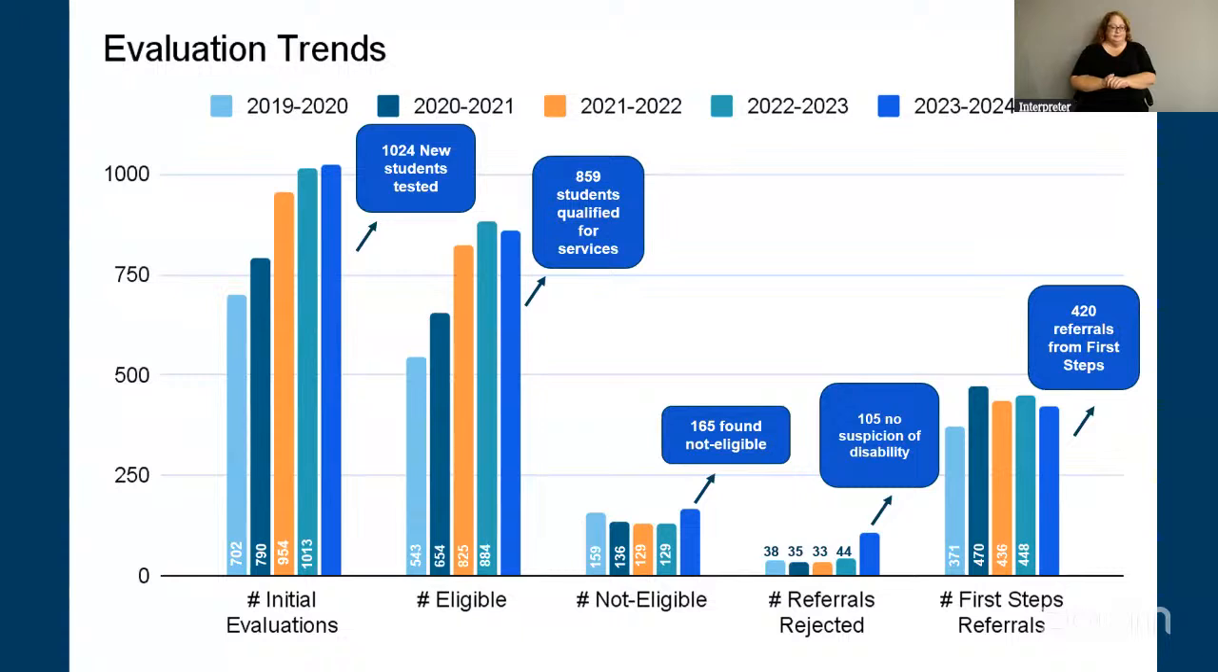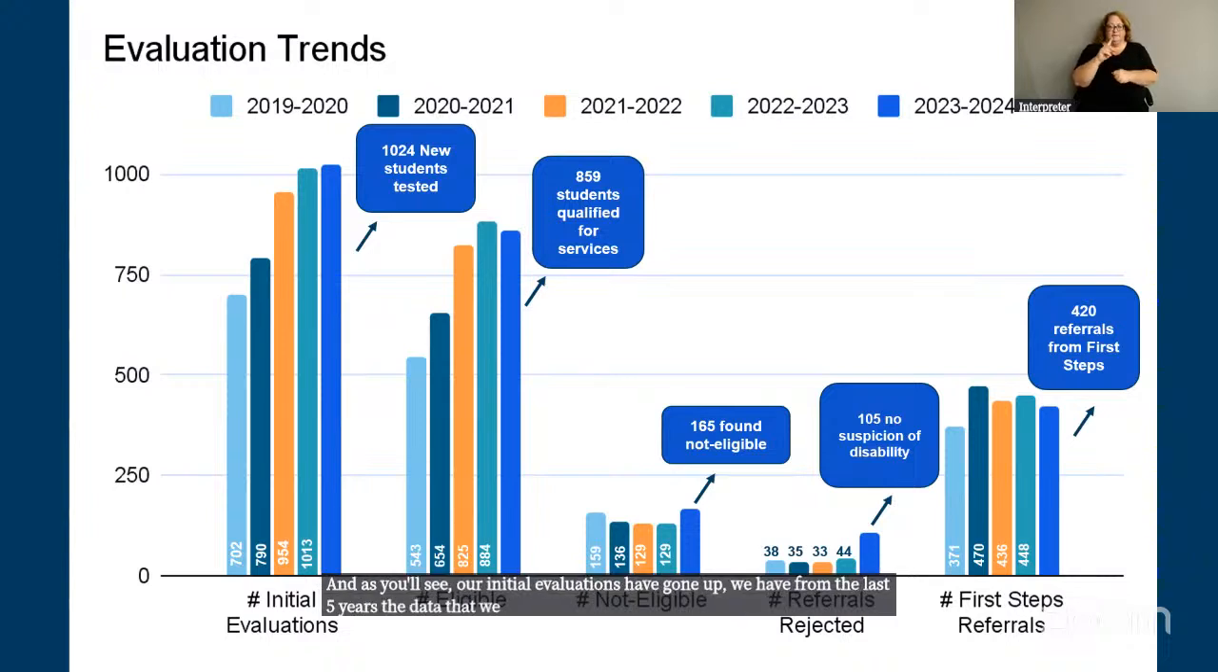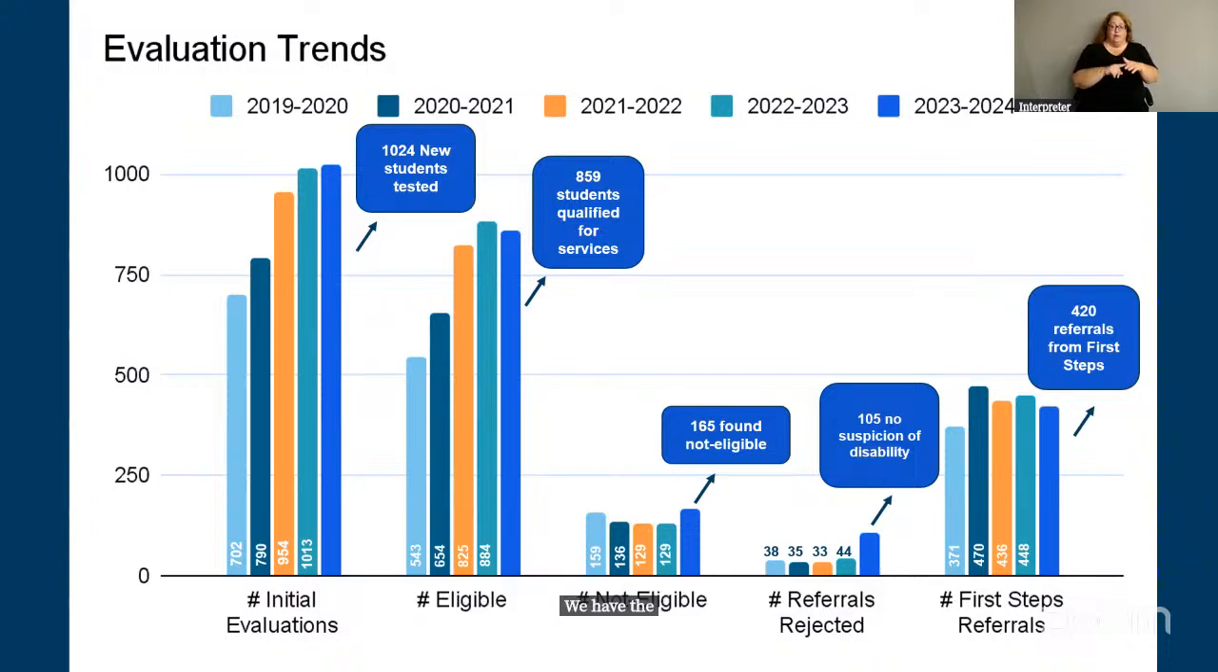Slide, please. So here's one where we are looking at our evaluation trends, and as you'll see, our initial evaluations have gone up. We have, from the last 5 years, the data that we have the number of initial evaluations, the number who have met eligibility, the number of students who are not eligible, and the number of referrals that the teams have rejected for various reasons, as well as the number of first steps. Dr. Cooney, you'll see in the past year or so, our first steps have gone down somewhat.